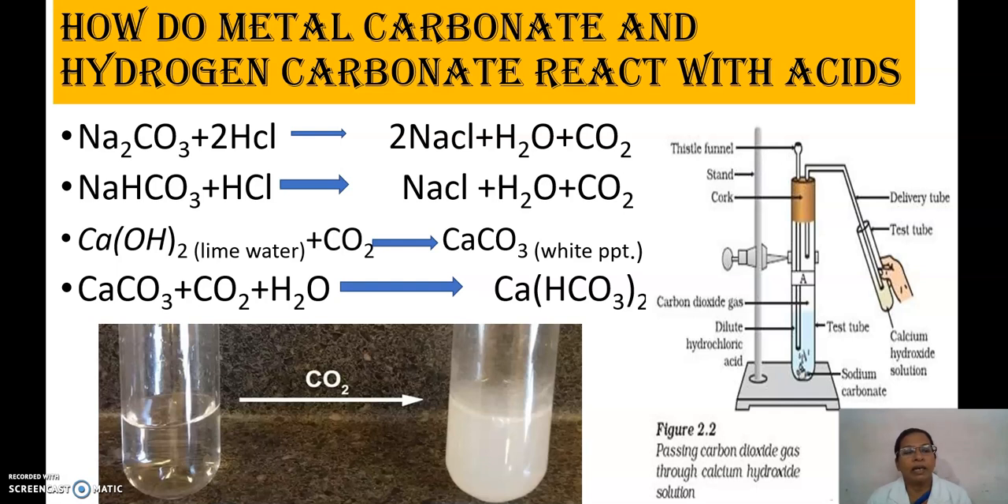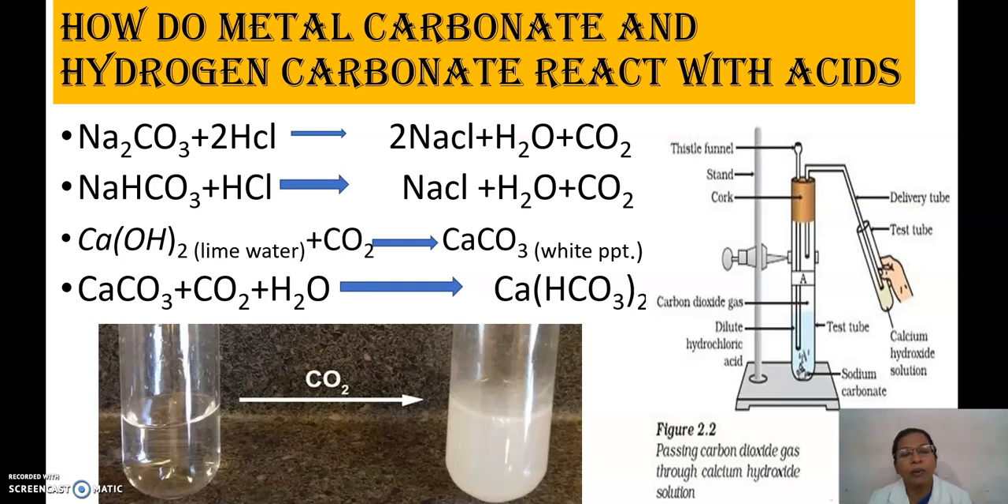So any time a metal carbonate or hydrogen carbonate is reacting with an acid, the common products are salt, water and carbon dioxide. And how can we test that the evolved gas is carbon dioxide itself? In the last class we discussed that when metals react with acid, hydrogen gas is produced. And that hydrogen gas we tested using a lighted splinter. If you show it, it burns with a pop sound.